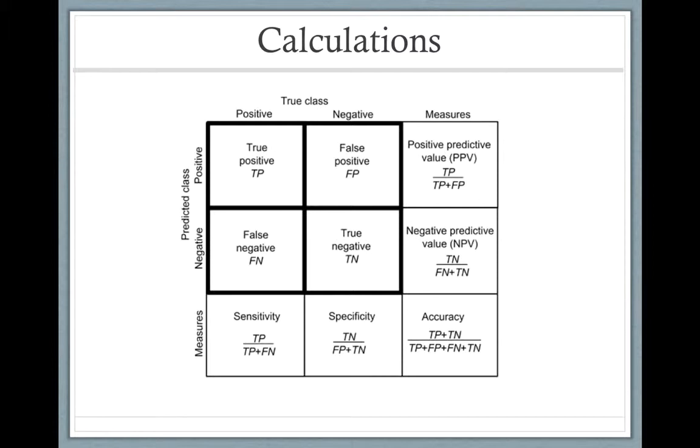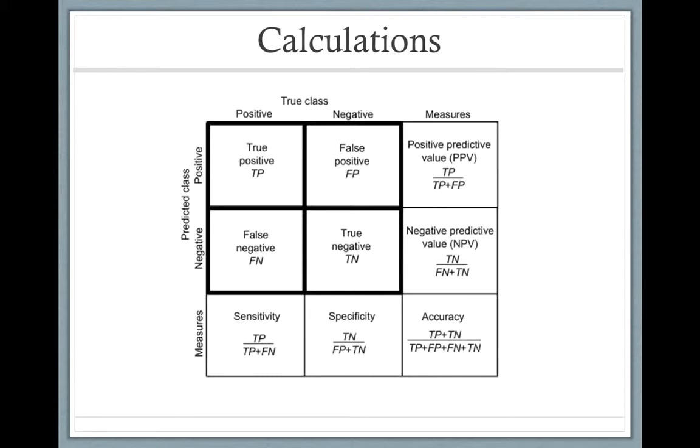If you want to just fill in some numbers to get an idea, I want you to be able to, if I give you some part of this table, fill in the rest of it. So if there's 1,000 people and 100 of them have the disease, so 100 of them are going to be on the positive side of the true class, then that leaves 1,000 minus 100, or 900 in that negative side.